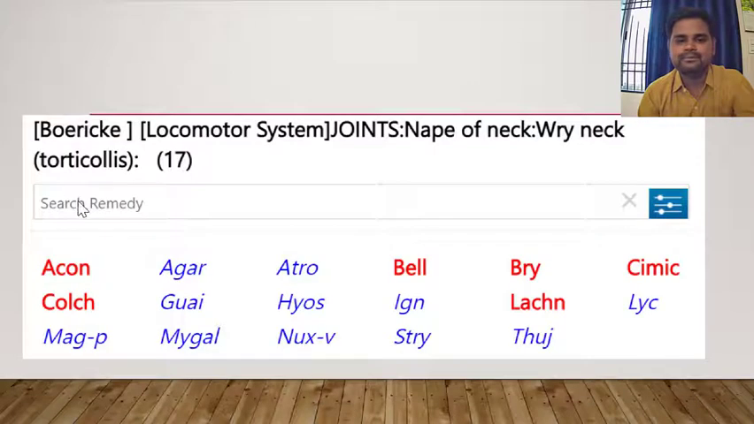Another example I will show you. Locomotor, joint, nape of the neck, wry neck. Wry neck, we call it torticollis, but in some software and some repertories there won't be this bracket. So you should know what wry neck is, and it has only 17 remedies. How many of you know Cimicifuga, a wonderful remedy, and Lachnanthes, a wonderful remedy, especially for wry neck.